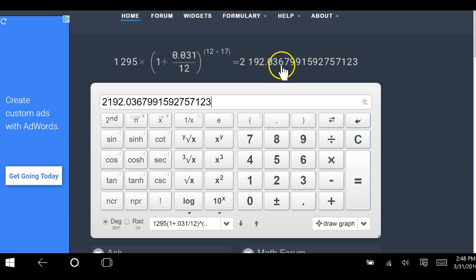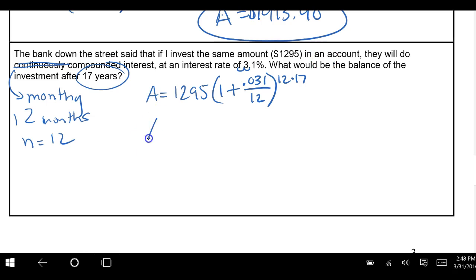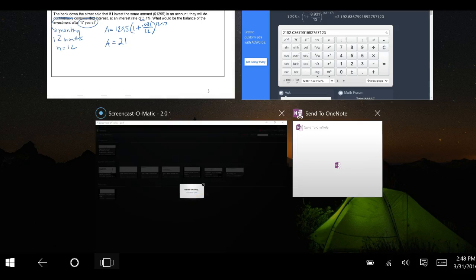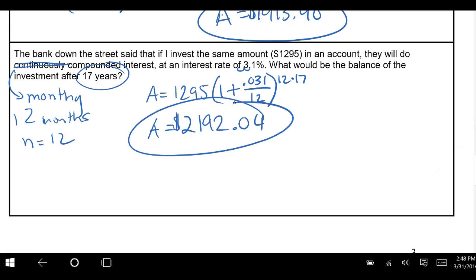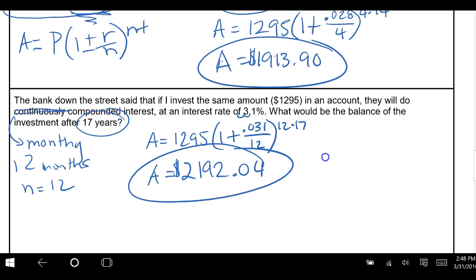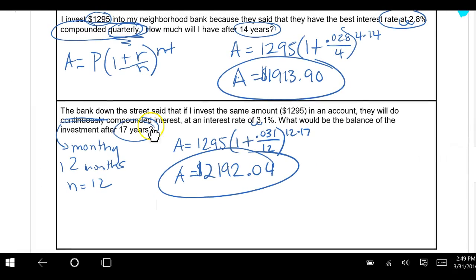$2,192. And looking at the cents, we look at the second decimal place, look to the right, we have a 6. That 6 will change the 3 to a 4. So $2,192.04. That will actually give us a greater return if it was compounded monthly as opposed to quarterly over 17 years.